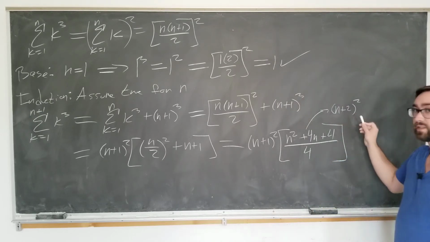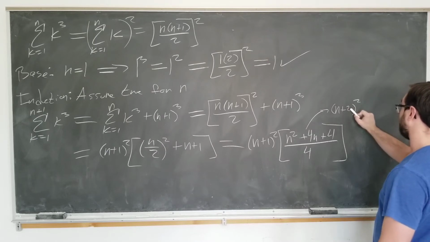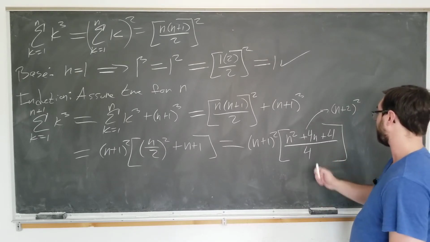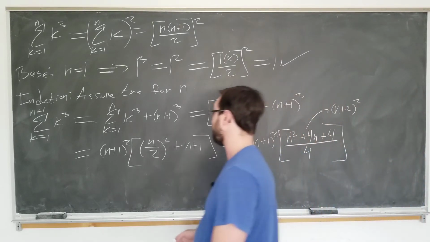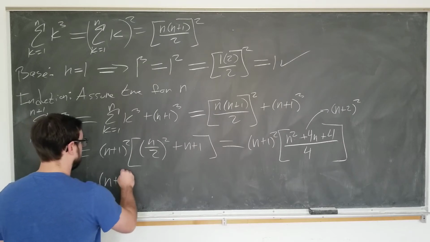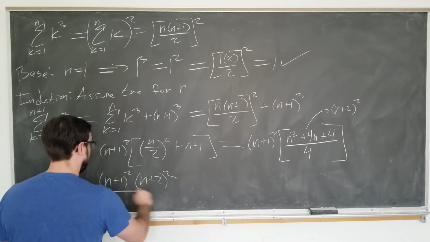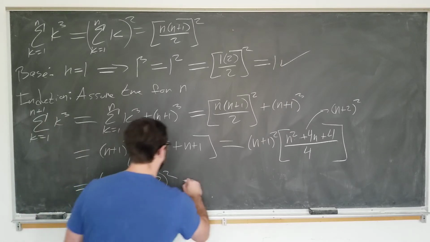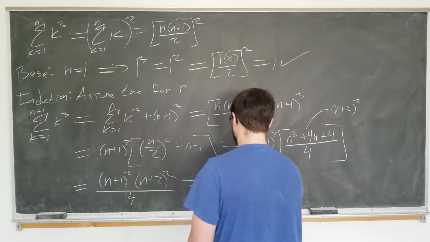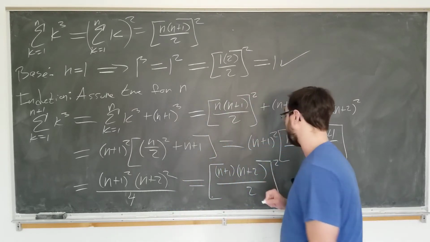Since when we do this, it becomes n squared plus 2 times n times 2 plus 2 times 2, which is 4. We still have a 4 down here. So it now becomes n plus 1 squared, n plus 2 squared over 4, which we can rewrite as n plus 1 times n plus 2 over 2 all squared, which is exactly what we want.